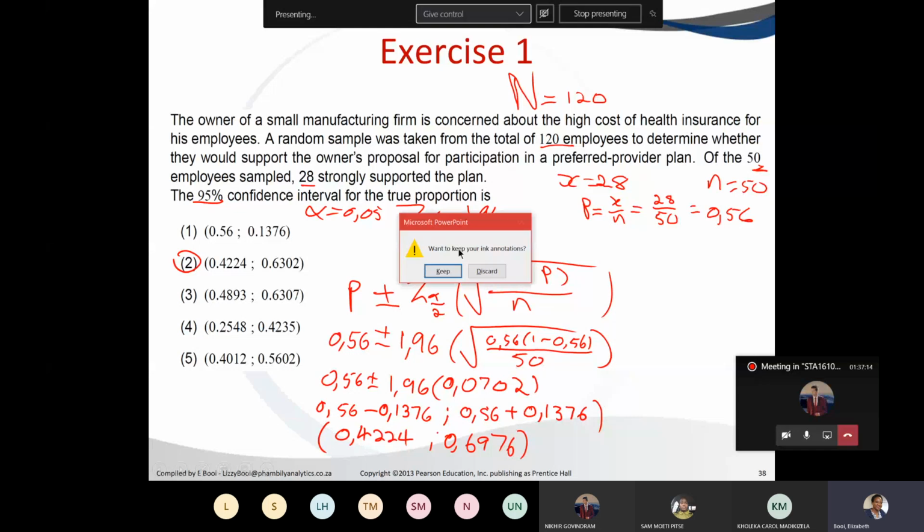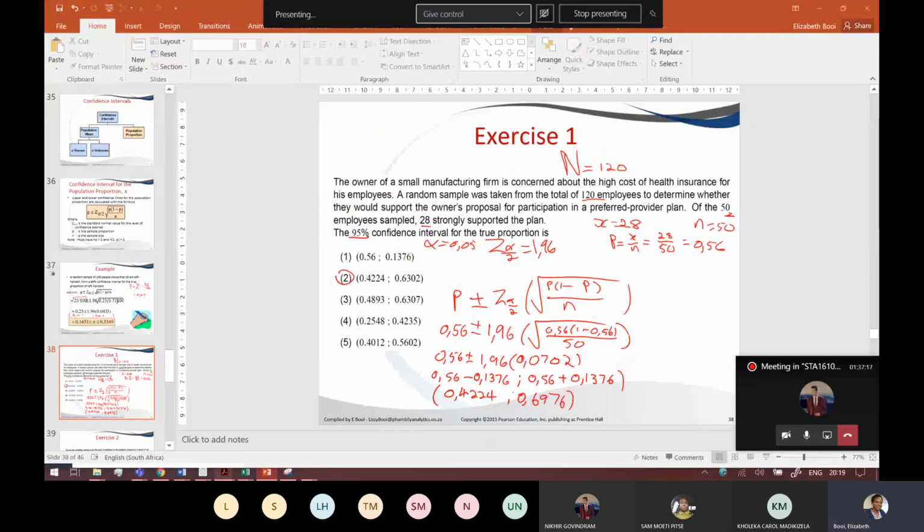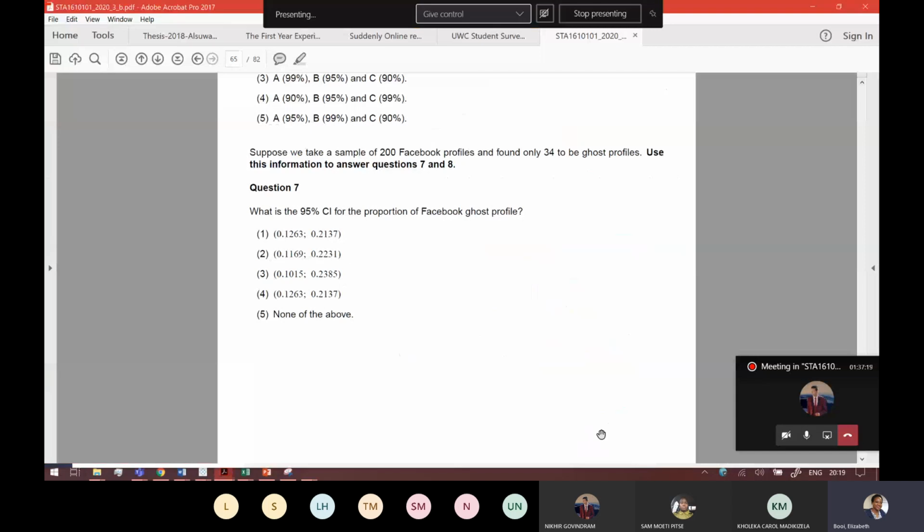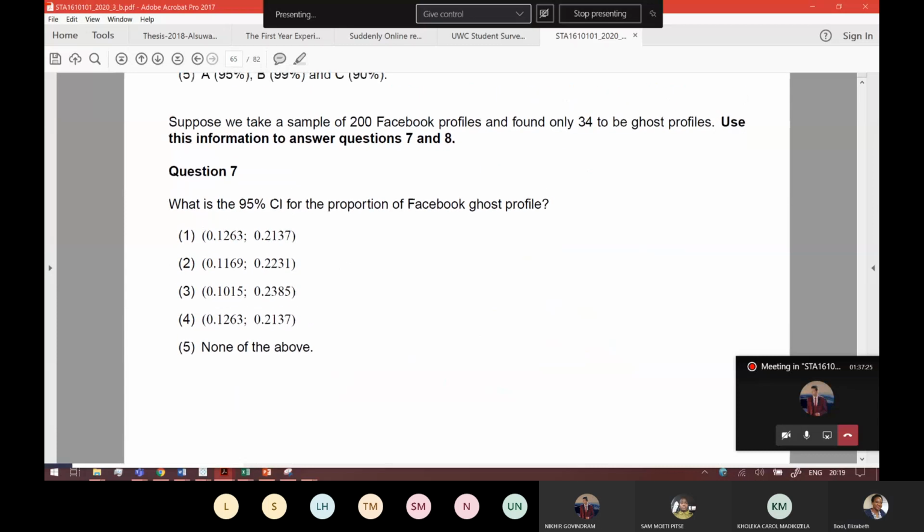Okay, so your last exercise will be from your assignment. In front of you, exercise 7. Suppose we take a sample of 200 Facebook profiles and we found only 34 to be ghost profiles. What is the 95% confidence interval for the proportion of Facebook ghost profiles? They've given you your sample size n, which is 200. They've told you what your x is, which is 34.